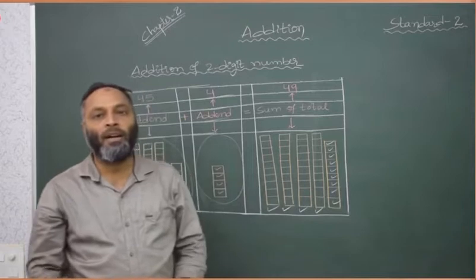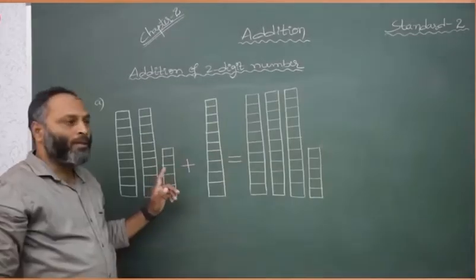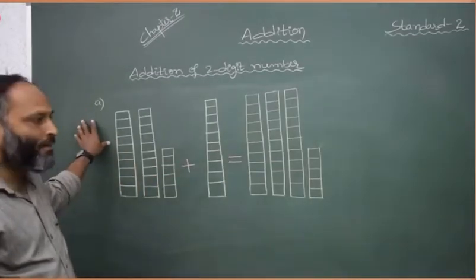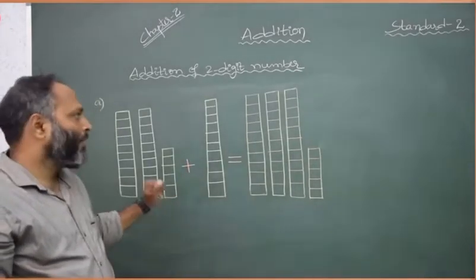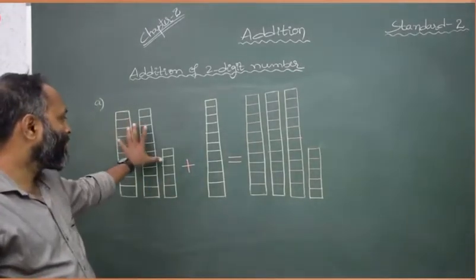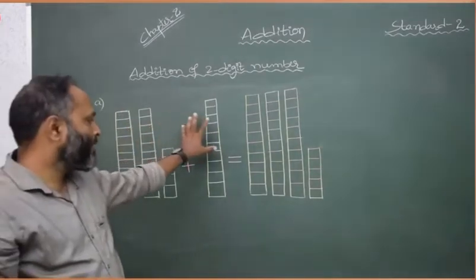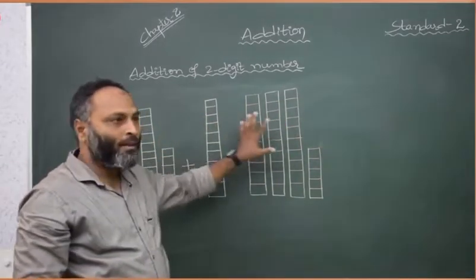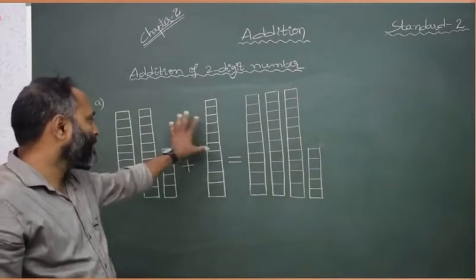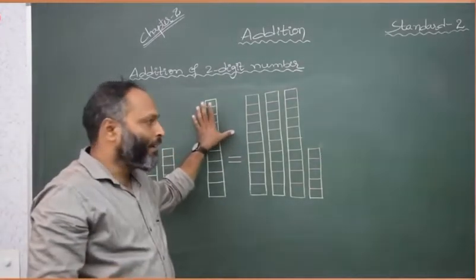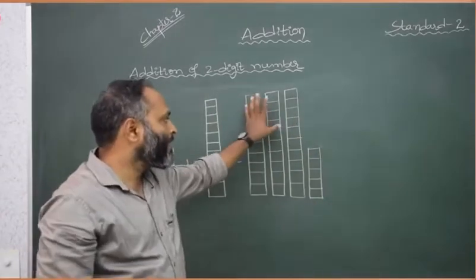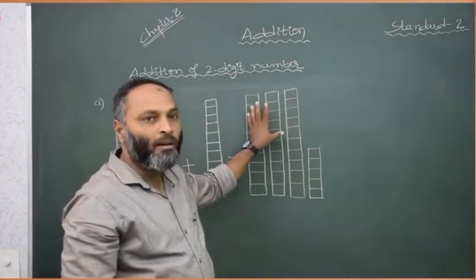This is our answer. Yes students, just now we discussed a similar question. So, using blocks, how to add: this is the first group, this is the second group, and this is the answer. So these two are called addends. The first one is an addend, the second one is also an addend. This is the result, meaning this is the sum or total.